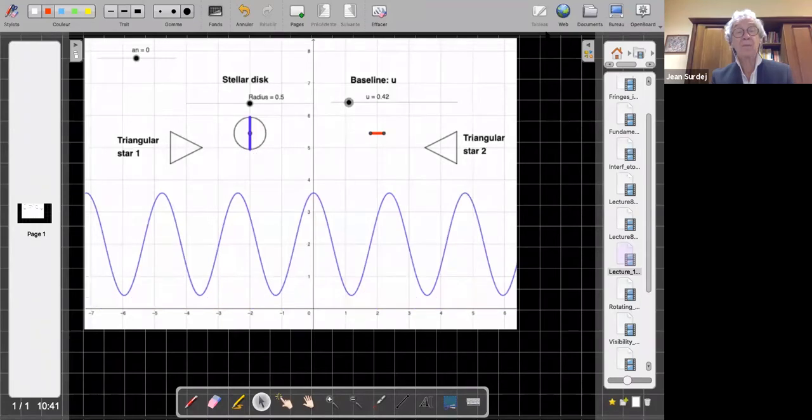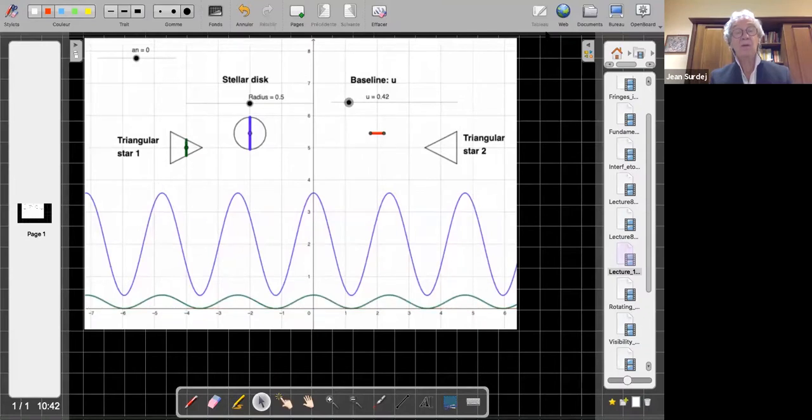And consider now the case of the first triangular star, and similarly, the small central surface element shown here in brown color gives rise to a system of fringes shown here below, still centered at x equals zero and with maxima and minima reaching zero. And let's visualize the contribution of the stripe passing through that point and perpendicular to the baseline. So I show it here. So this is a vertical stripe, and the resulting fringe pattern.